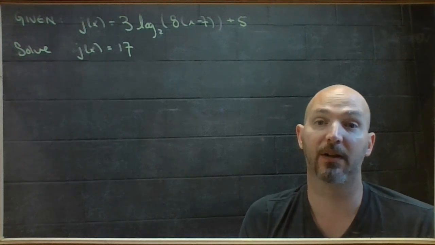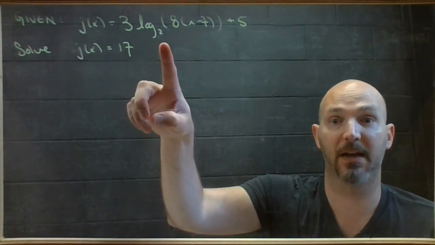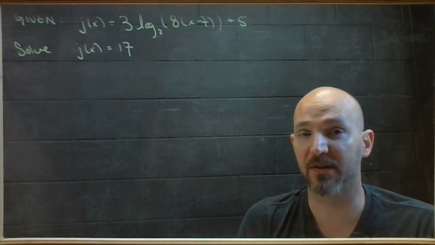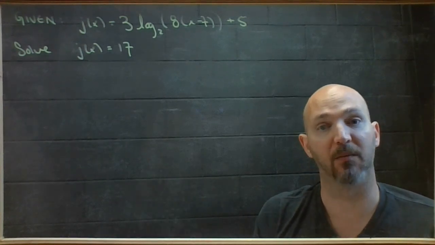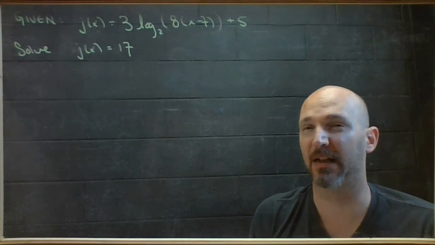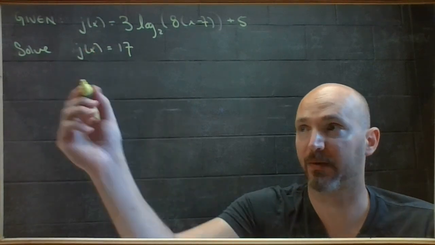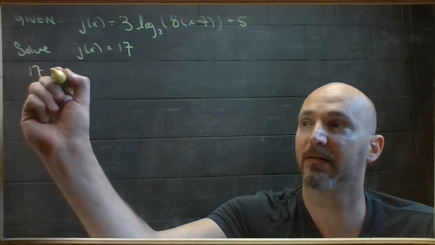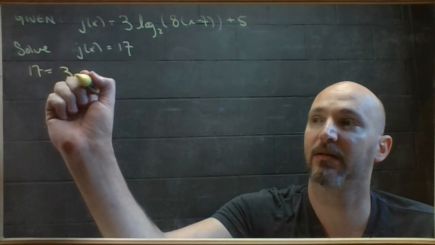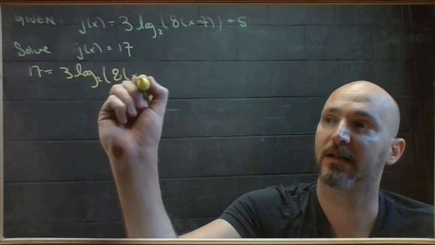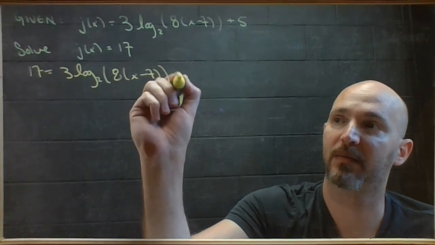Okay, so we have a non-base 10 logarithm. This one's base 2. It's not going to change much until we get to that section where we have to break the logarithm. I'll have to think about it then. But for now, I have a y value, in it goes. So 17 is 3 log base 2 of 8 times x minus 7 plus 5.